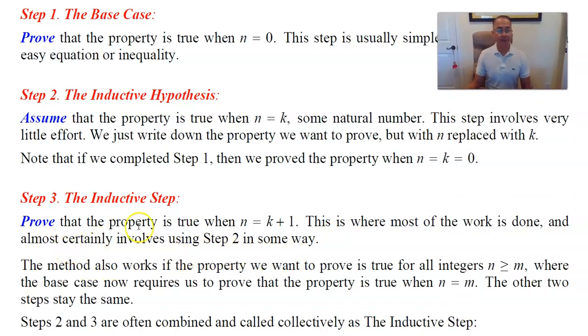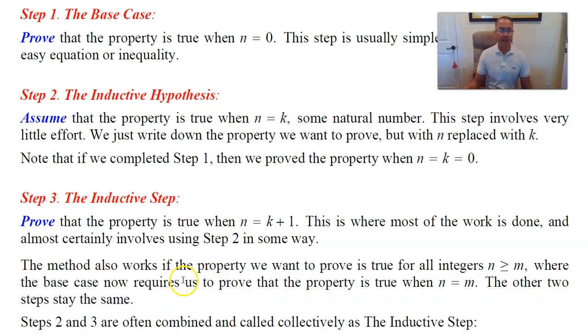So finally, we have the inductive step. We must prove that the property is true when n equals k plus one, the next natural number. Of course, this is where the hard work goes in. And somewhere along the way, you should use the inductive hypothesis that you wrote down in step two.